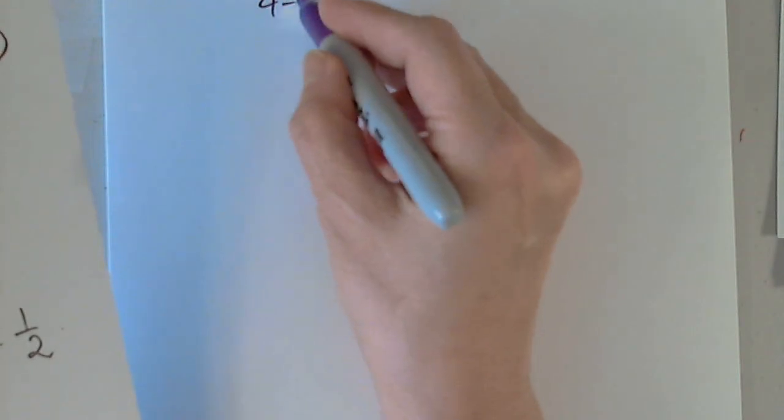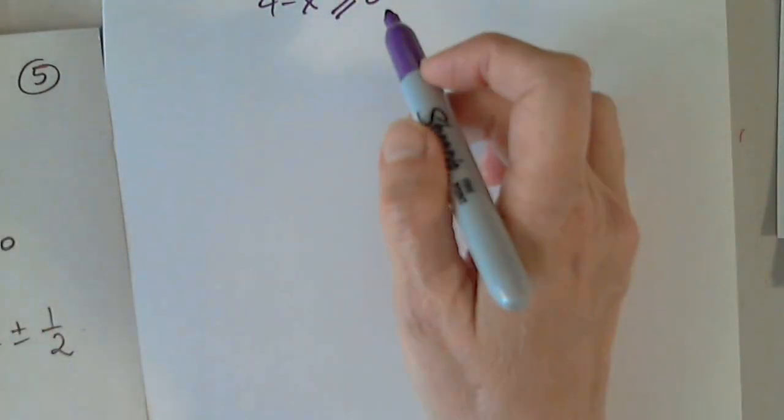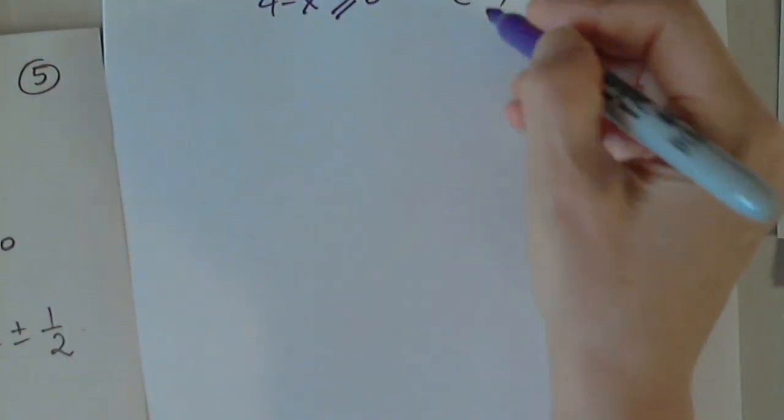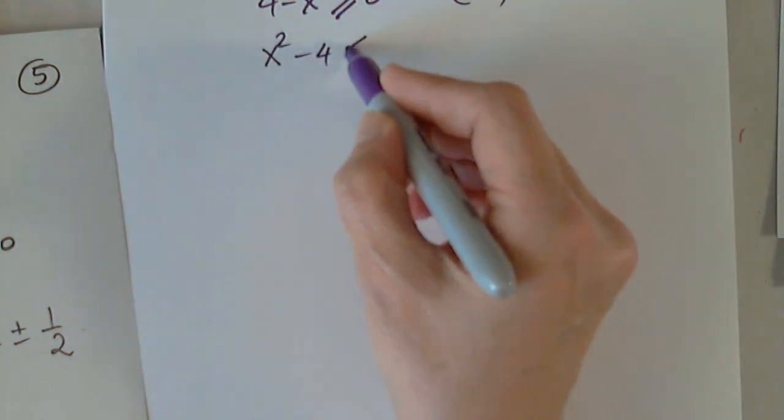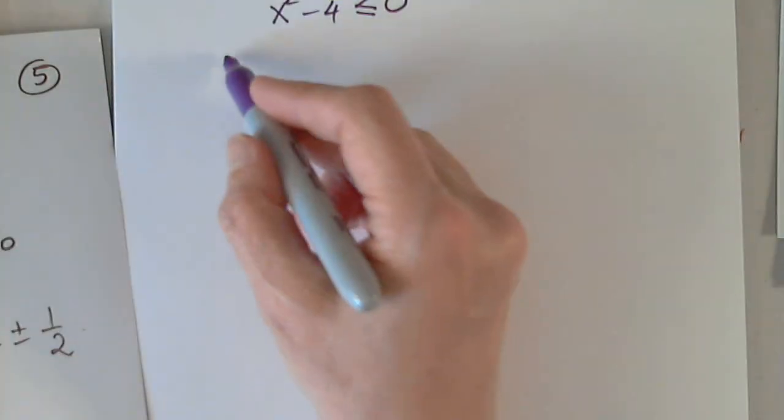So 4 minus x squared greater than or equal to 0. Do not try to take square roots from an inequality. We talked about that. So I will multiply first by -1. So I have x squared minus 4 less than or equal to 0. I will factor.